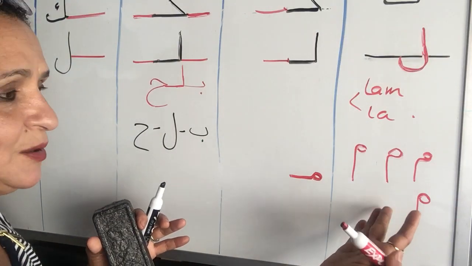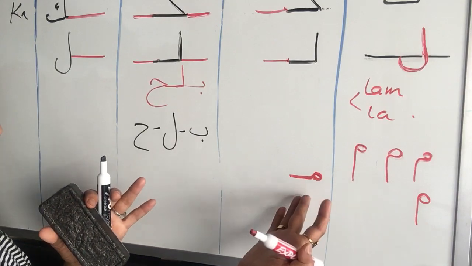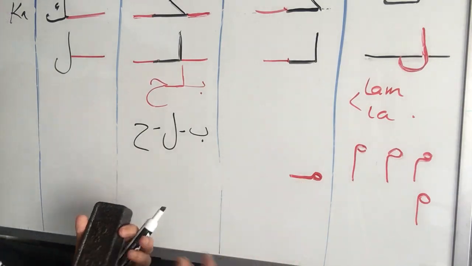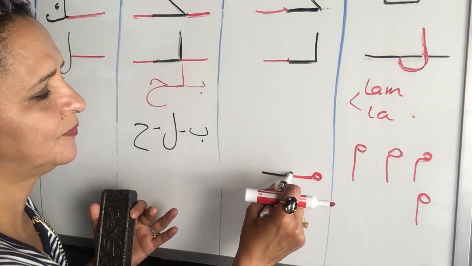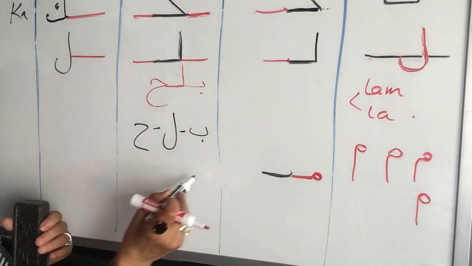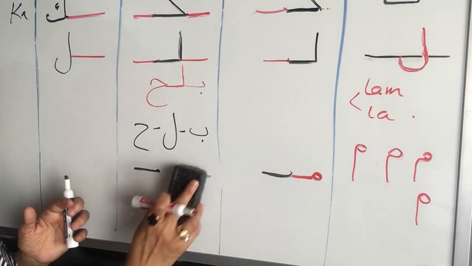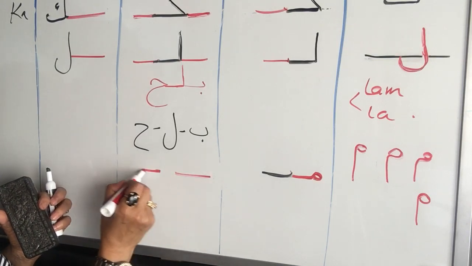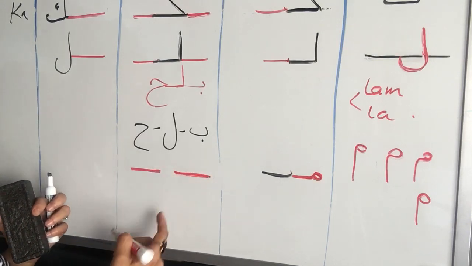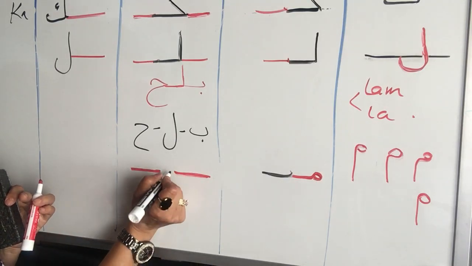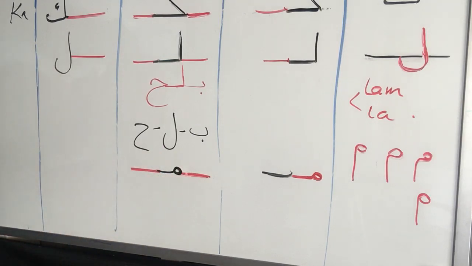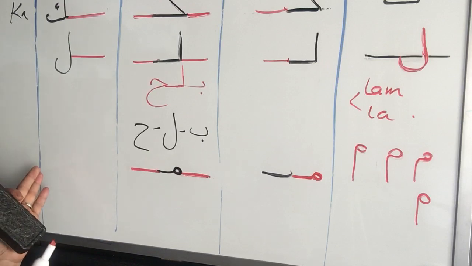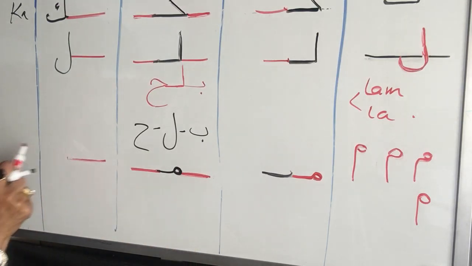So this is mim at the beginning by itself, isolated. And this is mim at the beginning of a word, and then you can have any other harf after. So mim, medial. Let me go back to the red one. I'm going to write mim in the middle of a word. It's going to be like this: circle, straight. Okay, mim at the end of a word takes back the isolated shape like this.